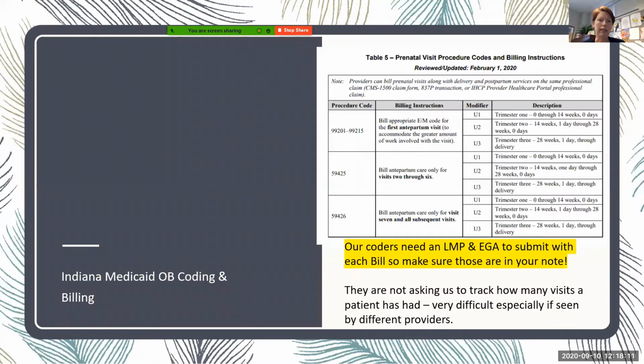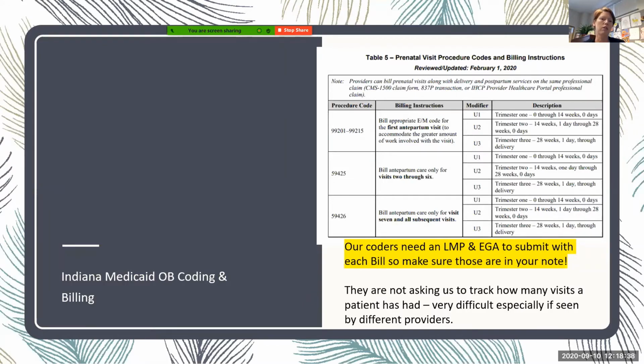So just to break it down a little differently, and this is again from the Medicaid booklet, this shows that very first antepartum visit, or that new OB visit that we see our patients for, can be billed, or should be billed actually, as an E&M 99201 up to 99215. So you've got some range there. Obviously it depends on how complicated and new patient versus established patient.